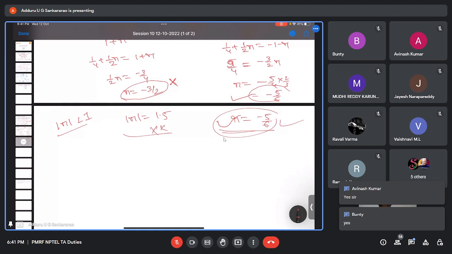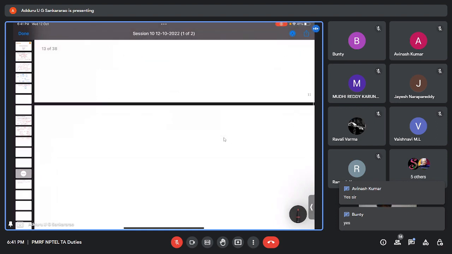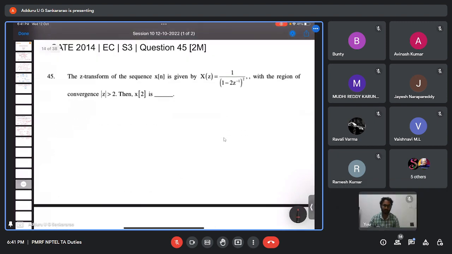Fine. Thank you. We'll go to the next question. This is another question that is given. The Z transform of the sequence x of n is given in GATE 2014 set 3 for 2 marks. The Z transform of the sequence x of n is given by this, with the region of convergence mod z greater than 2. Okay, so x of 2 we need to find out for this.